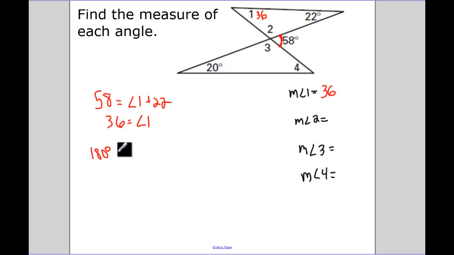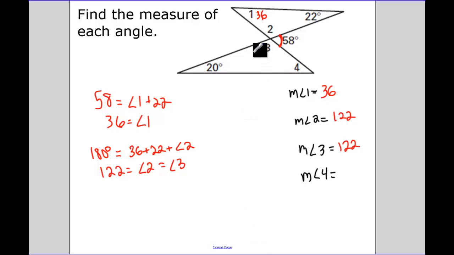One triangle equals 180. So 180 is equal to 36 plus 22 plus angle 2. So I know now I can subtract: angle 2 is equal to 122. Now angle 3, I wrote it in right away. Angle 3 is vertical with angle 2, so those angles are congruent. So angle 2 is 122, which also equals the measure of angle 3.